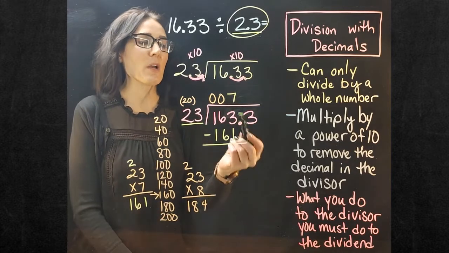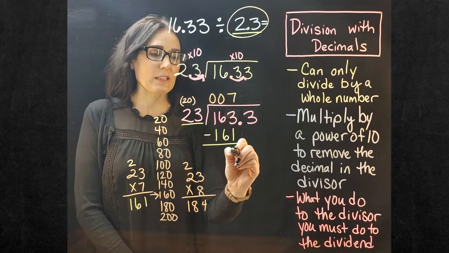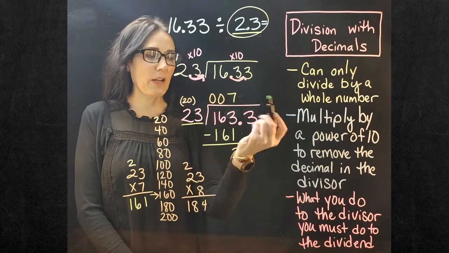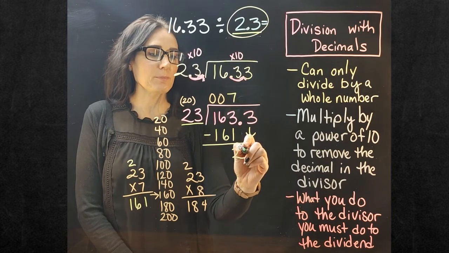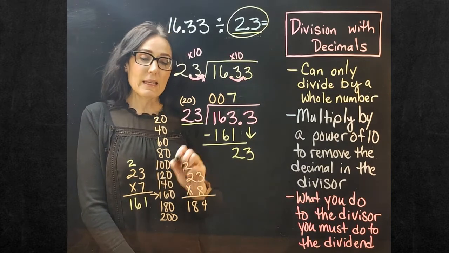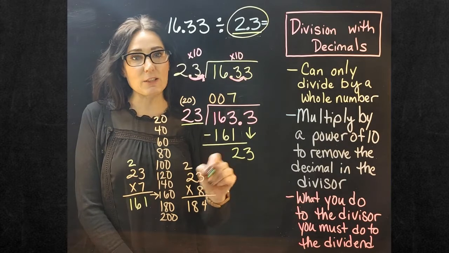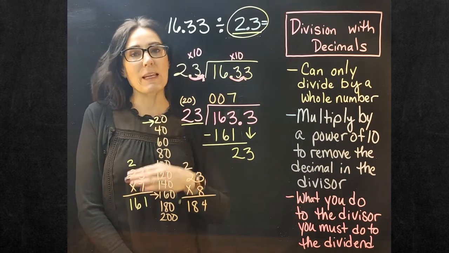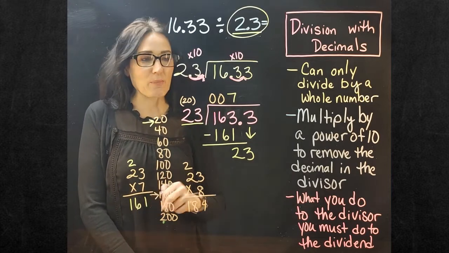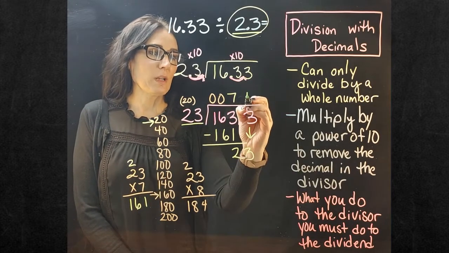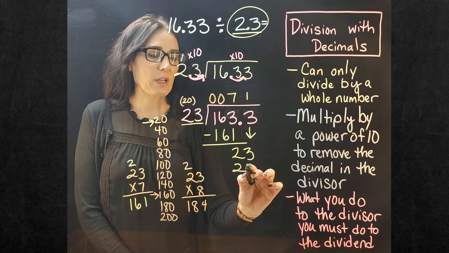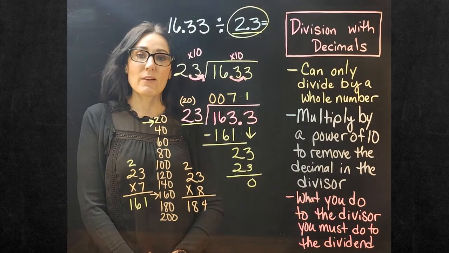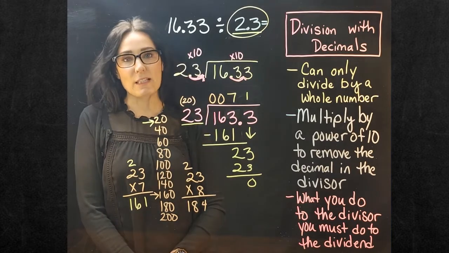All right, so we've got 3 minus 1 is going to be 2, 6 minus 6 is nothing, 1 minus 1 is nothing. So I'm going to drop down my 3. And I can already see that 23 does go into 23 one time. I don't really even need to use my chart, but even my guesstimation tells me it's one time. So I'm going to say that it goes one time. 1 times 23 is 23. And that is how you solve when you have 2 digits and 1 decimal place.